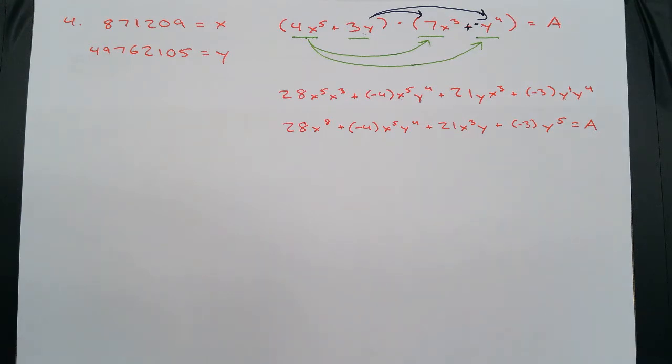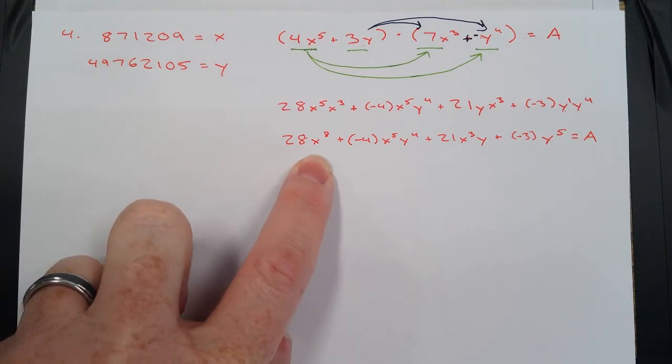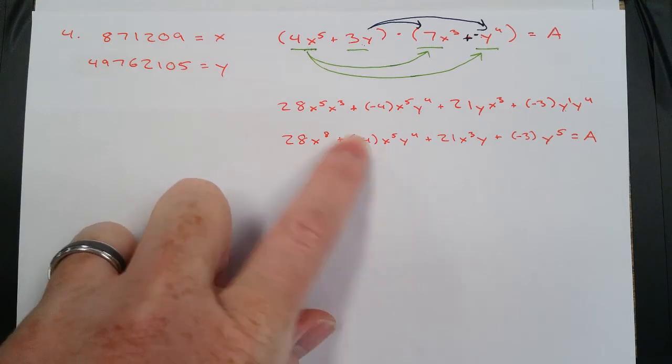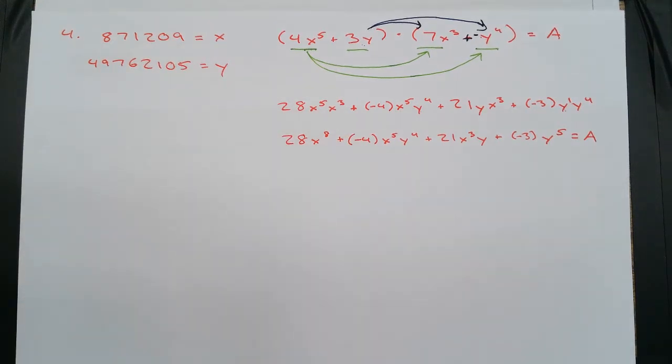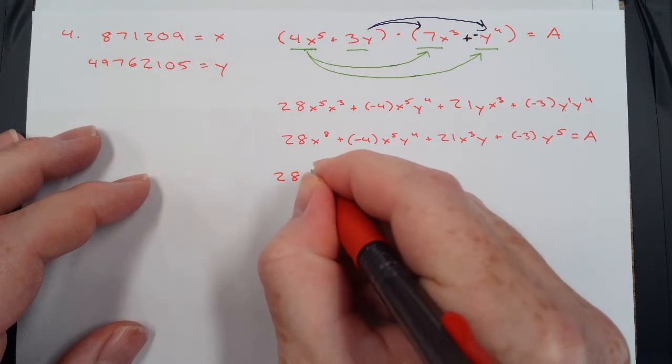You need to put the numbers here back in here. So every time you see x, you have to write this. Every time you see y, you have to write this. So we made it easier with the variables. Now we have to replace the variables for all of the information. So we're going to get 28.